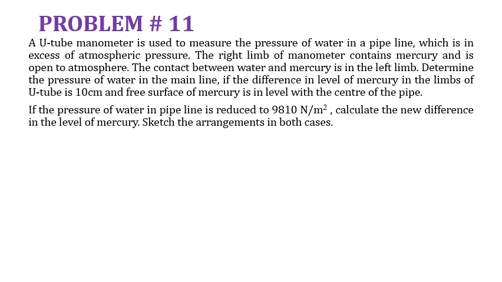The right limb of the manometer contains mercury and is open to atmosphere. So the manometric fluid is mercury and the contact between water and mercury is in the left limb. Here they have made it clear that the contact between the mercury and water is in the left limb. Determine the pressure of water in the main line if the difference in the level of mercury in the limbs of the U-tube is 10 centimeter and the free surface of mercury is in level with the center of the pipe.